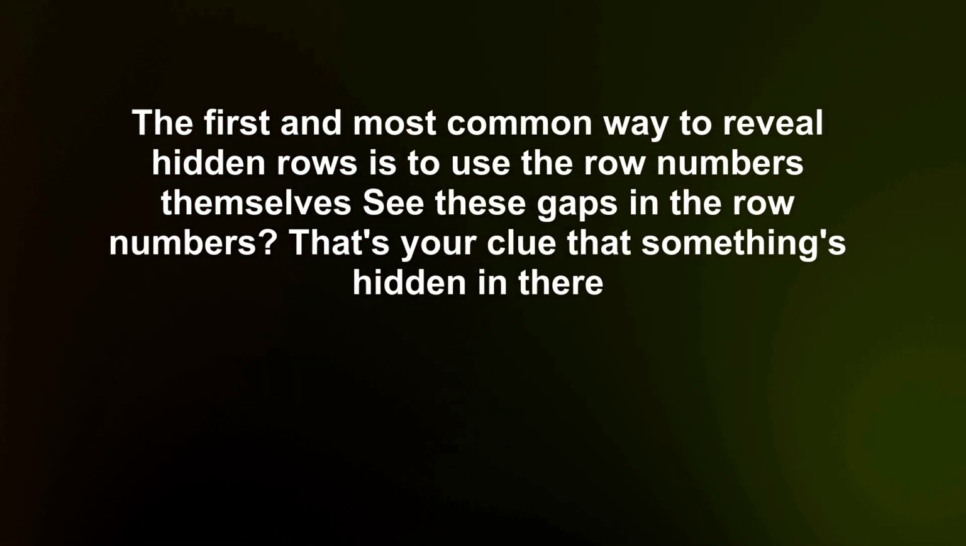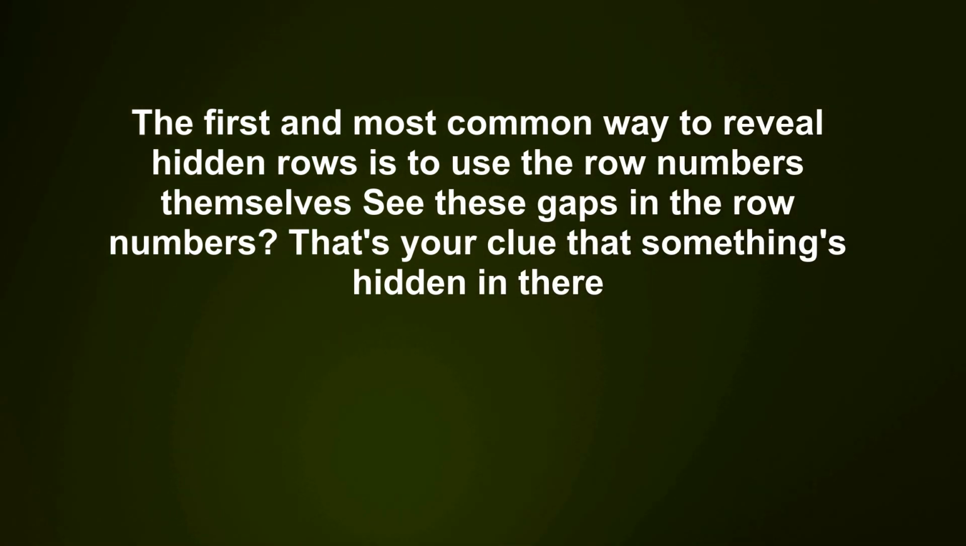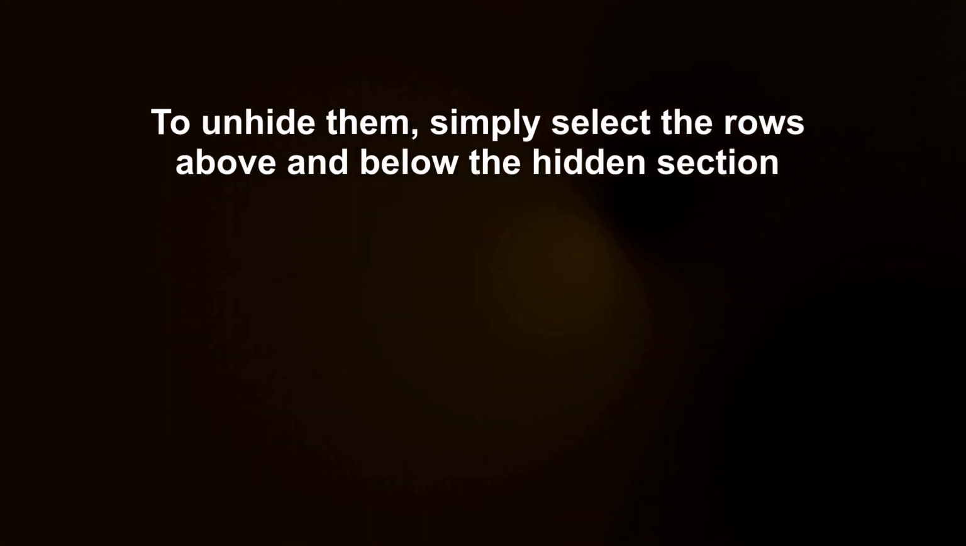The first and most common way to reveal hidden rows is to use the row numbers themselves. See these gaps in the row numbers? That's your clue that something's hidden in there. To unhide them, simply select the rows above and below the hidden section.